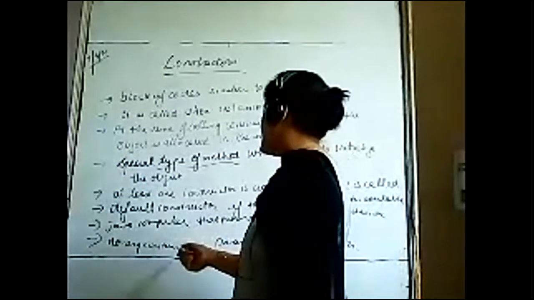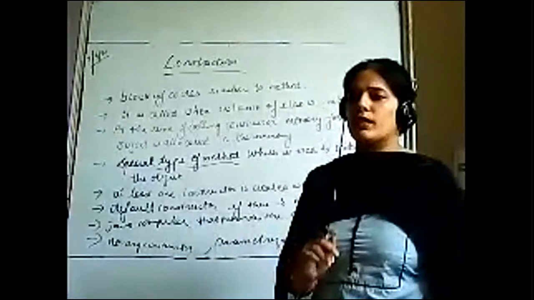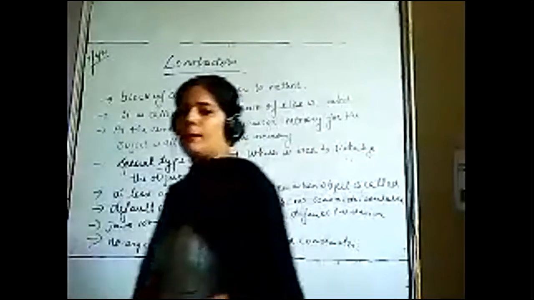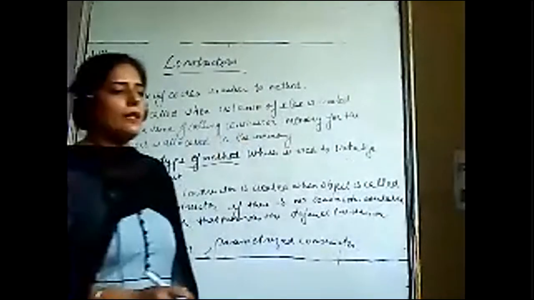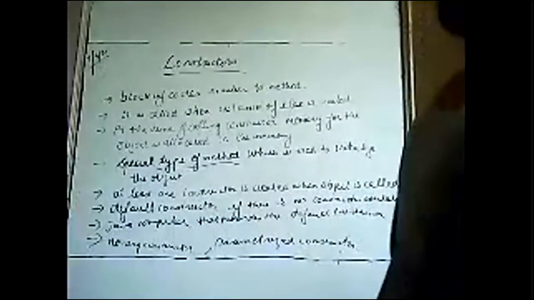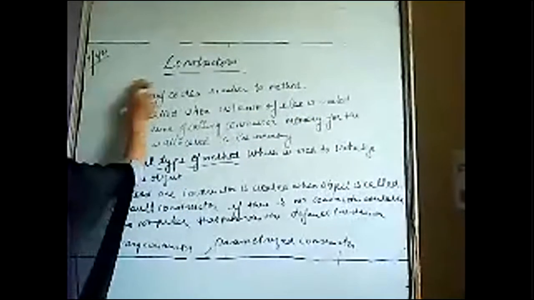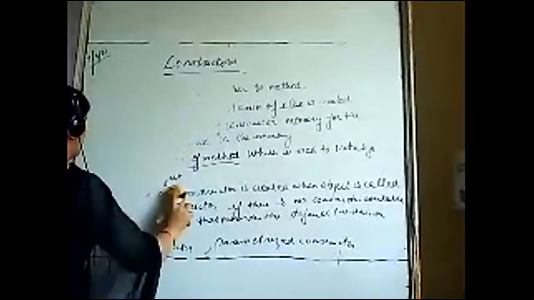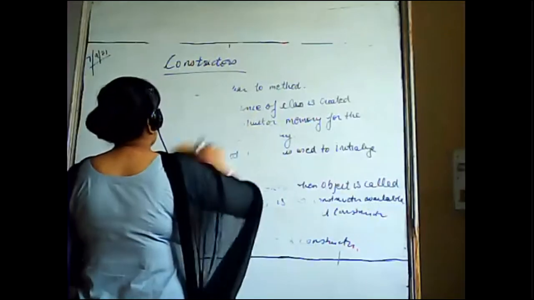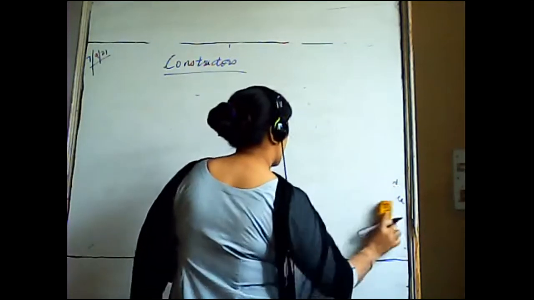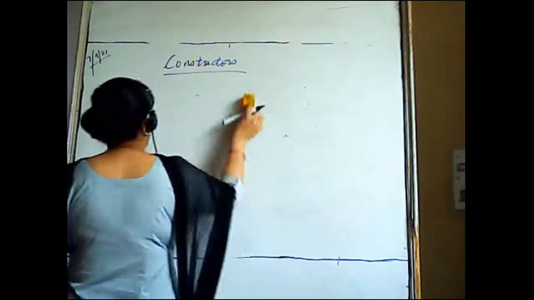And the last point is that we have basically two types of constructor: one is a no-argument constructor and another one is a parameterized constructor. So this is the brief introduction about the constructor part. The next question is that there are some rules that we must follow in order to use the constructor in the code.